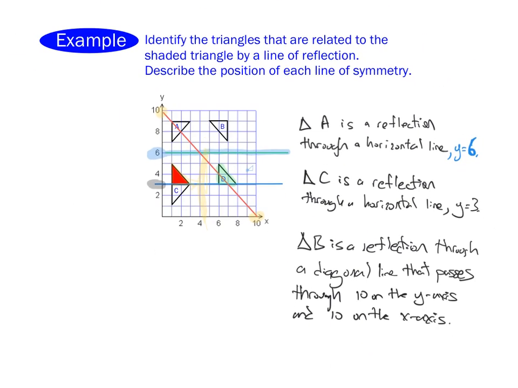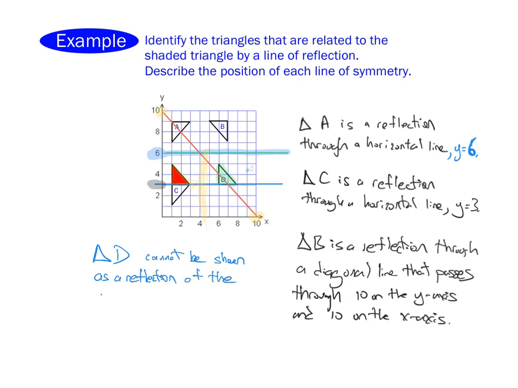So we need to say that, which doesn't really, we don't have to go into all that detail. We just say that triangle D cannot be shown as a reflection of the shaded or red triangle.